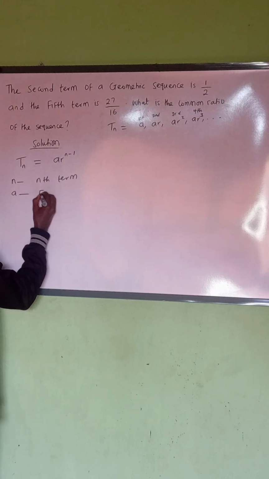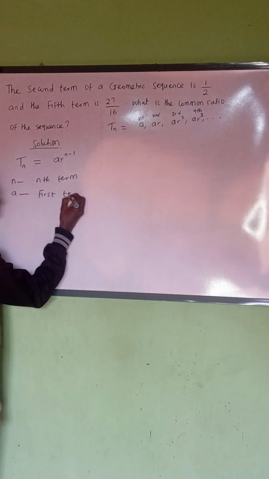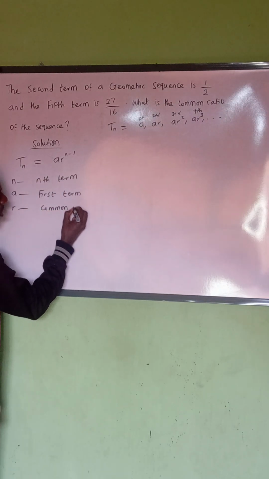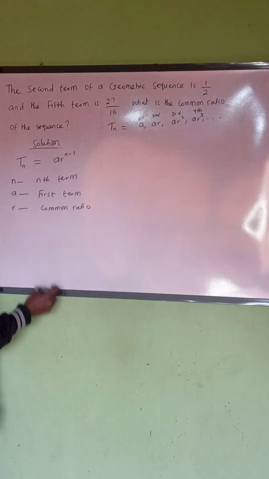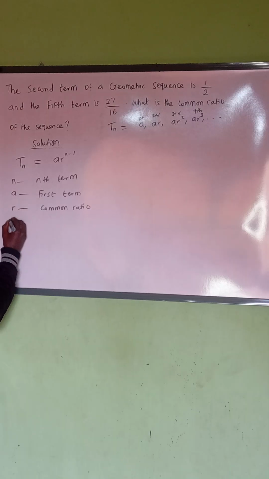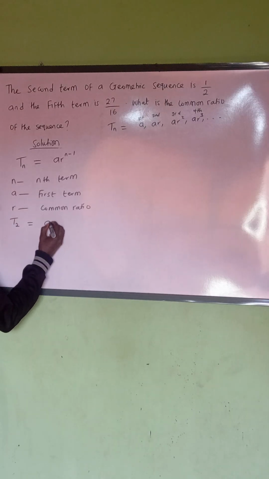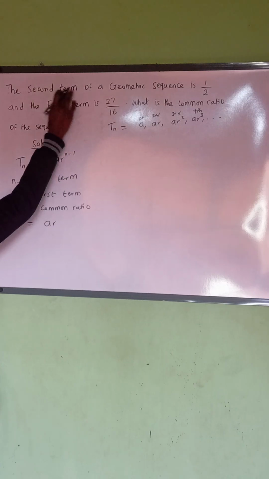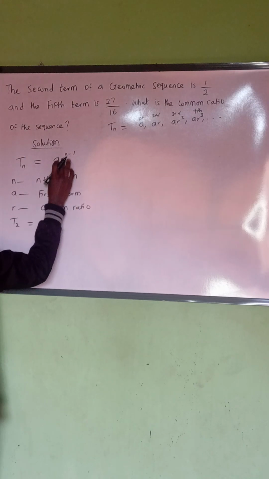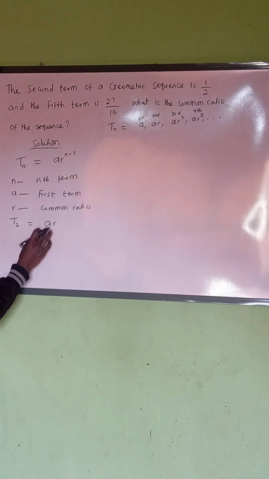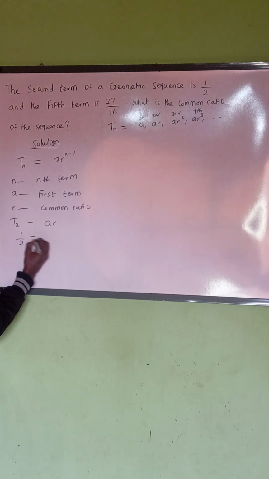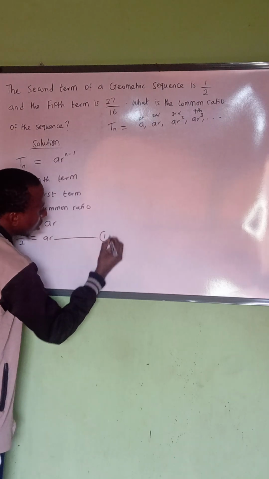Now, n is our n-th term, which is the position in the sequence. A is our first term. R is our common ratio. Now, the second term of a geometric sequence is 1 over 2. The second term means T of 2 equal to AR, because when we are talking about the second term, the term number is 2. That's T2 equal to AR raised to power 2 minus 1, which is 1. That's why we have AR. The second term is given as 1 over 2, so 1 over 2 equal to AR. This is our equation 1.